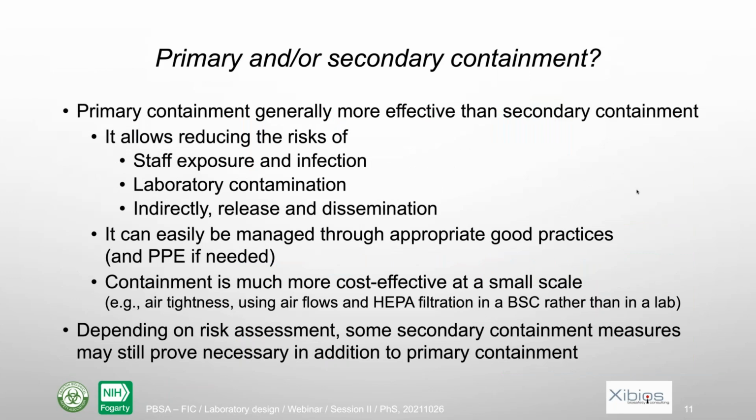Then when selecting the measures, if we need to decide about primary and secondary containment, we should first consider that in general, primary containment is more effective than secondary containment, because it allows reducing the risk for the personnel. It will reduce the risk of personnel exposure and thus infection, but it will also reduce the risk of having the laboratory contaminated. And if your laboratory is not contaminated, first, it's better for your experiments or your diagnostic activities, but you will also indirectly limit the risk of releasing the contamination to the outside.